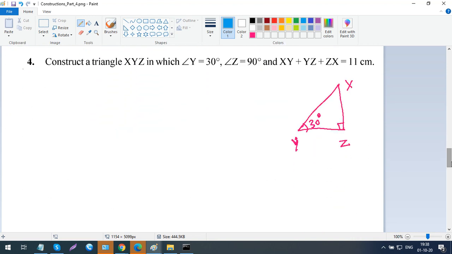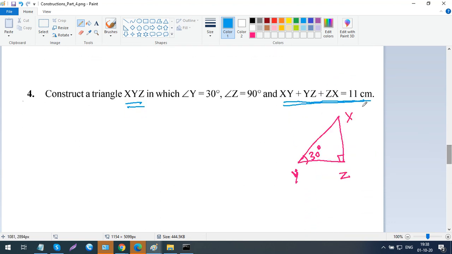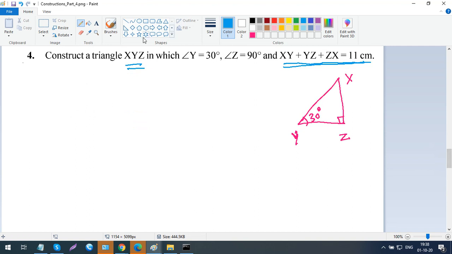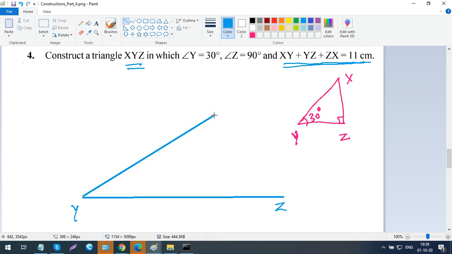Now the last one, the fourth question. It says construct a triangle XYZ in which angle Y is 30, angle Z is 90, and XY plus YZ plus ZX is equal to 11. So the perimeter of the triangle is given. Take a scale and first draw a line of 11 centimeter, a big line. Let us say this is 11 centimeter, Y and Z. Now take your protractor and draw 30 degree from Y and 90 degree from Z.